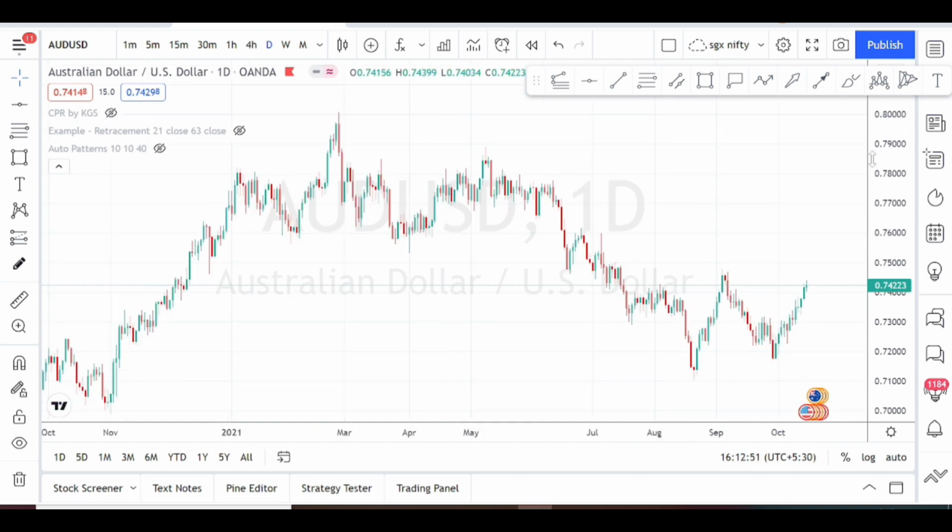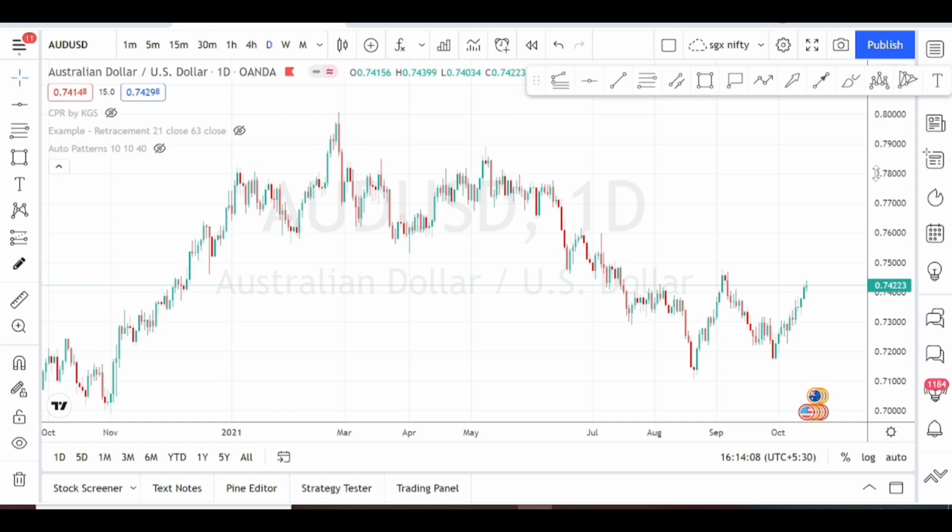Today I'm going to be doing technical analysis on the Australian dollar and USD currency pair. As usual, we'll start with the higher time frame trend analysis. Then we'll go down to the lower time frame and understand the present price action. And then finally analyze the trading range for Monday.